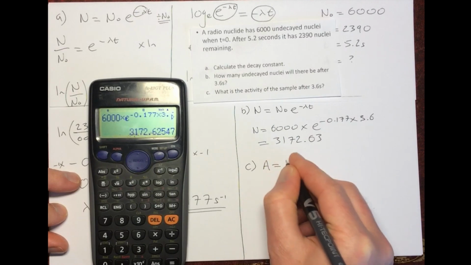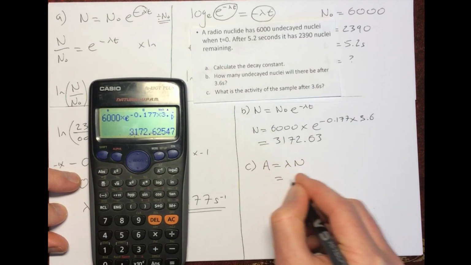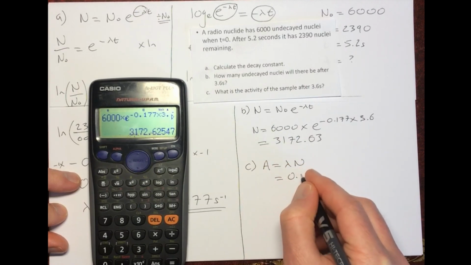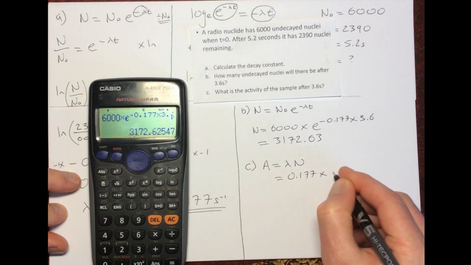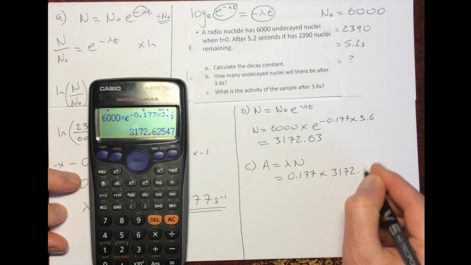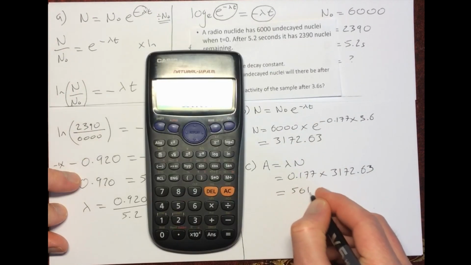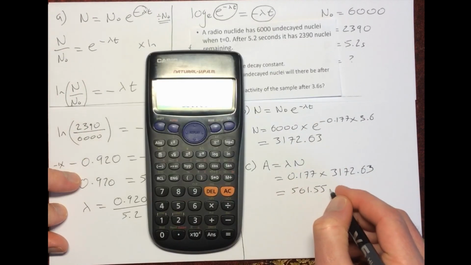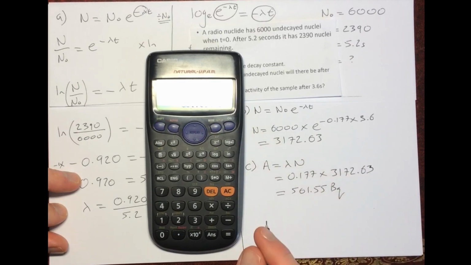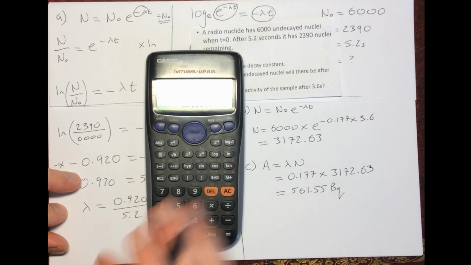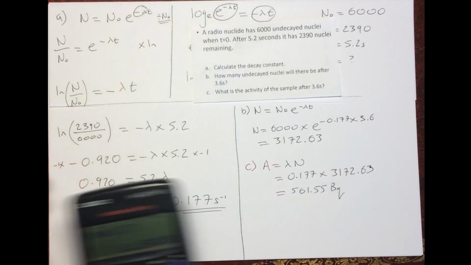Now part C says, what's the activity after 3.6 seconds? Well, again, we can just use A is equal to lambda N. So A is equal to 0.177 multiplied by 3172.63. That's going to give us 561.55, and that's in becquerels. Okay, so there you go. That's that question done as well.